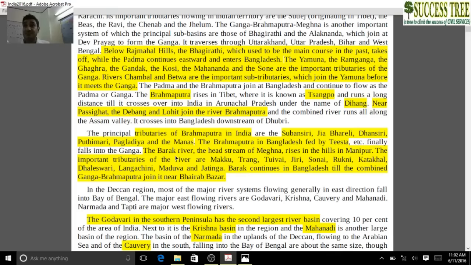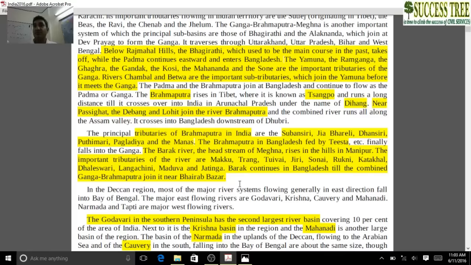So the Barak River originates from the Manipur Hills. You can find this written there. The Barak, the headstream of Meghna, rises in the hills of Manipur. These are various tributaries of the Barak River. Barak continues in Bangladesh till the combined Ganga Brahmaputra joins it near Bhairab Bazar. Okay.